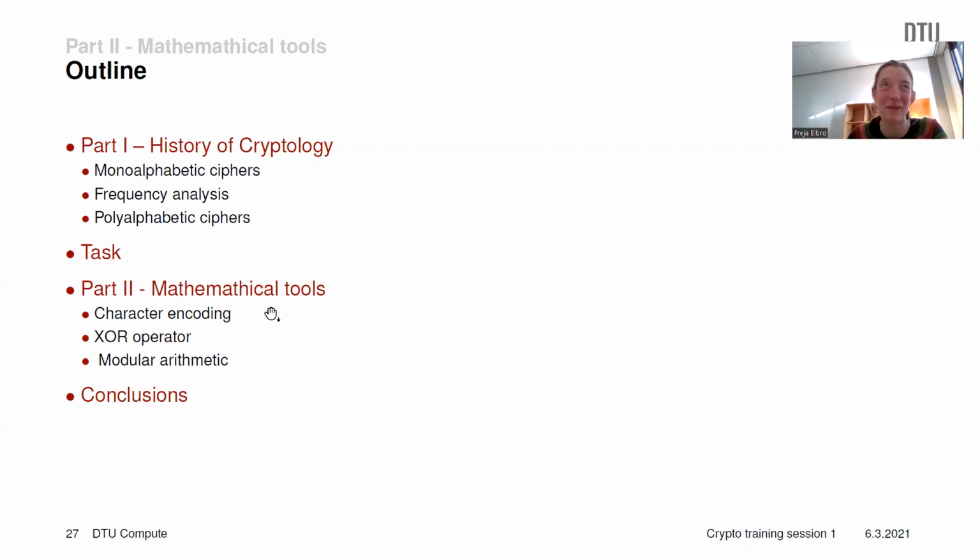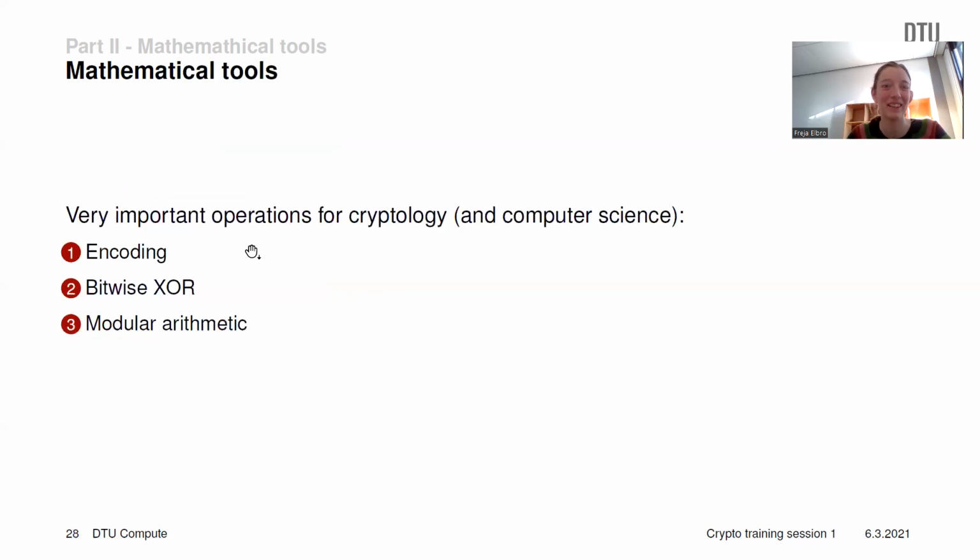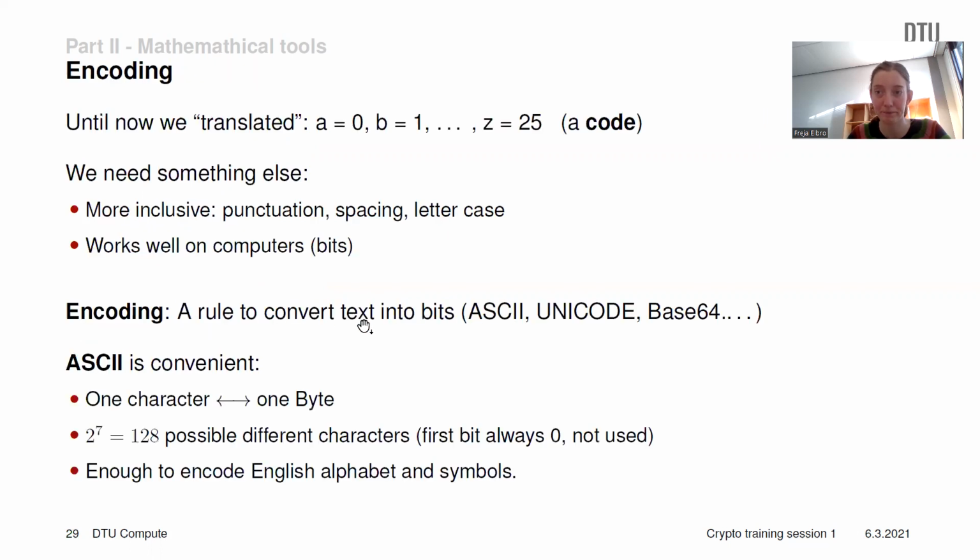Right. Okay. So we have some background, some mathematical tools that we need to understand the more technical encryption schemes. The mathematical tools I'll talk about are encoding, bitwise XOR, and modular arithmetic.